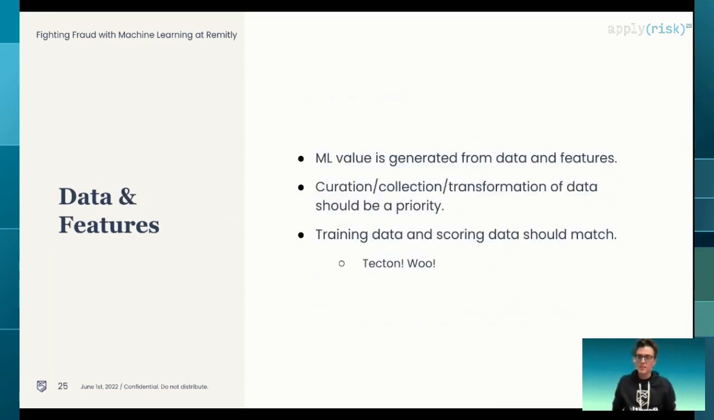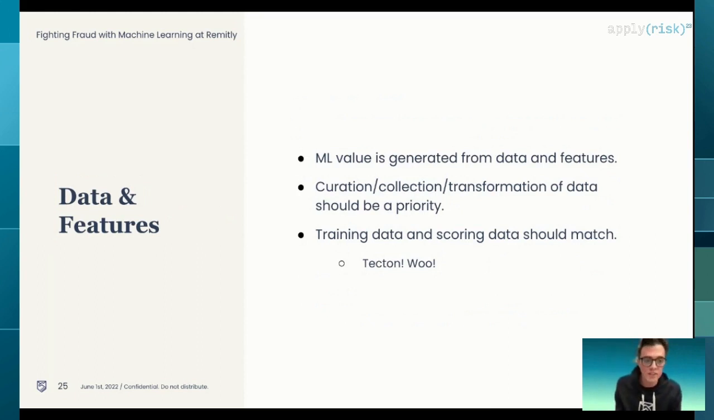Next, I want to talk about data and features. So model value is generated from raw data using domain expertise to generate features. Without domain expertise, you aren't going to know what data to capture, what features to build, and you aren't going to outrun bad data and features with fancier modeling architecture.